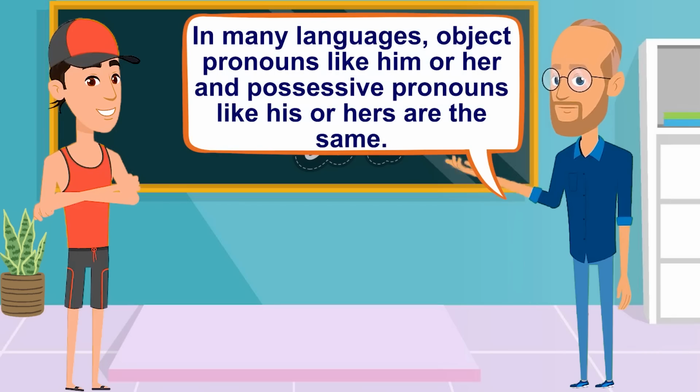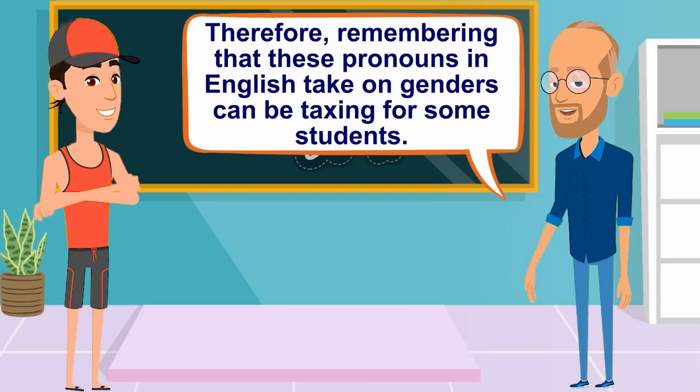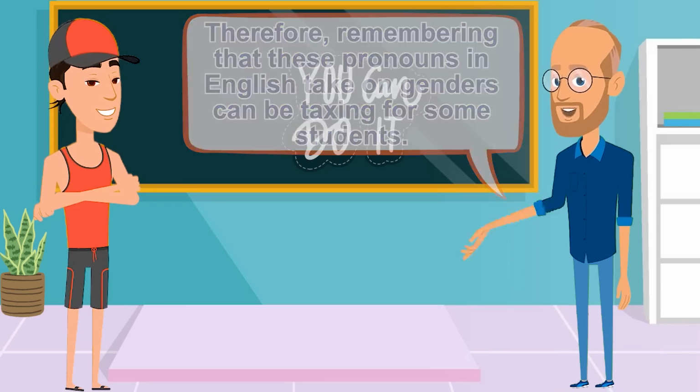In many languages, object pronouns like him or her and possessive pronouns like his or hers are the same. For example, in Spanish, his book and her book are both translated as su libro. Therefore, remembering that these pronouns in English take on genders can be taxing for some students.